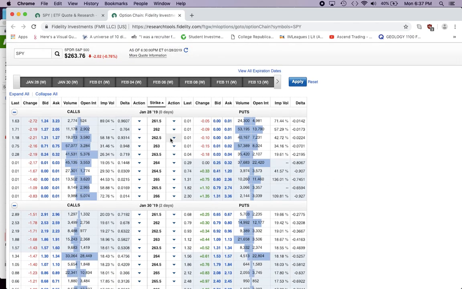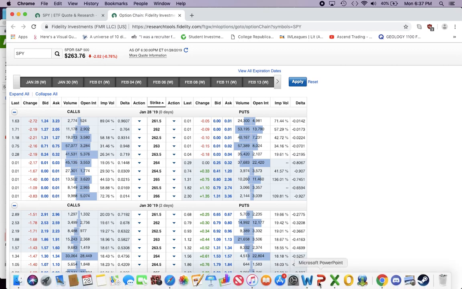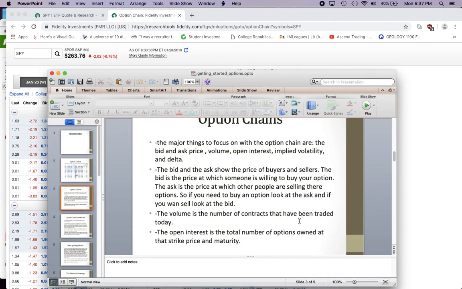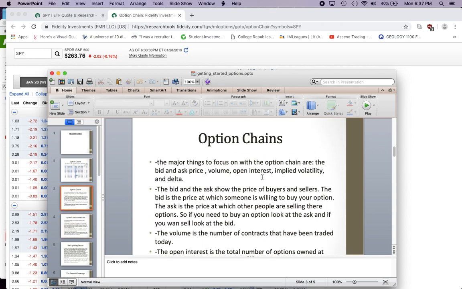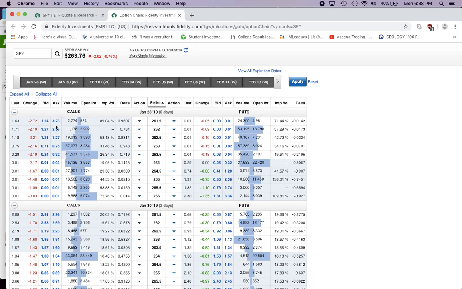Just going over what they all are, I believe it said this in the PowerPoint as well. The major things with the option chain you want to focus on are the bid and ask price, volume, open interest, implied volatility, and delta. The bid and the ask show the price of buyers and sellers. The bid is the price at which someone is willing to buy your option. Ask is the price at which other people are selling their options. So if you need to buy an option, you want to look at the ask, and if you want to sell, look at the bid, because the ask is what people are selling for.